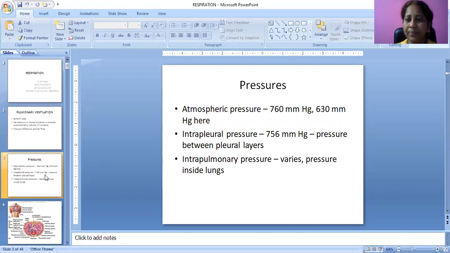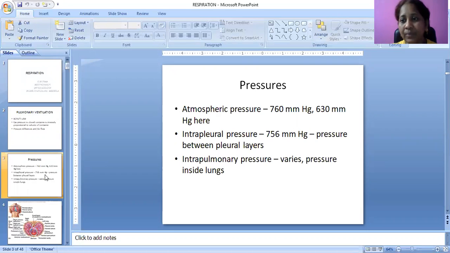What are all the pressures? Atmospheric pressure, that is 760 mm Hg, and 630 mm Hg inside the lungs. Intrapleural pressure is 756 mm Hg, the pressure between the pleural layers. Intrapulmonary pressure varies, the pressure inside the lungs.